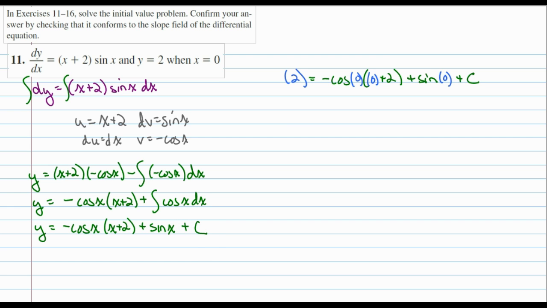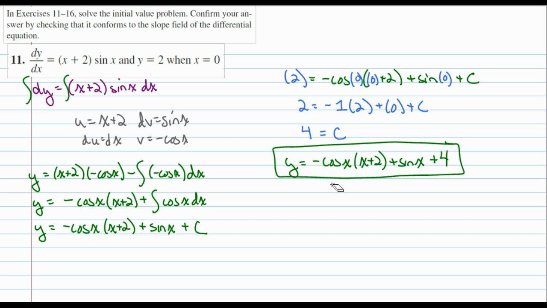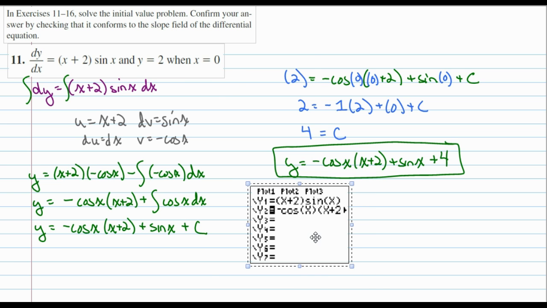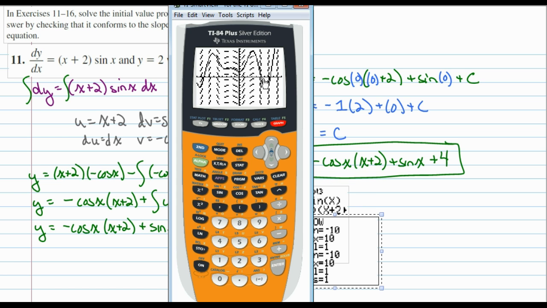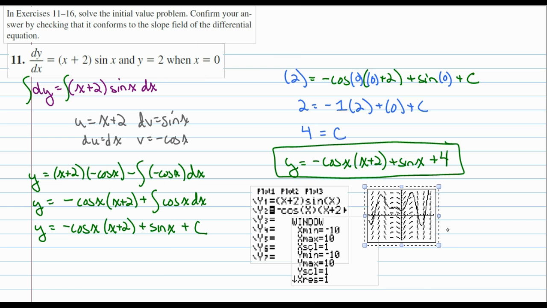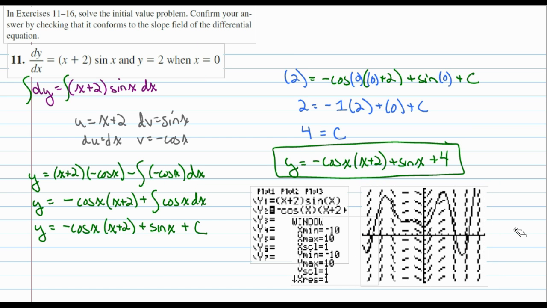Well, now I can plug in my initial value where x is 0 when y is 2, and then solve for C, and I get that C equals 4. So my solution that also satisfies that initial value would be y equals negative cosine of x times (x + 2) plus sine of x plus 4. Now the domain of this slope field is not limited, so I don't have to worry about setting my window like I did last time. A simple zoom 6 would work just fine. So putting dy/dx into y1, graphing my slope field with the solution in y2, I can see that my solution does fit the slope field nicely.